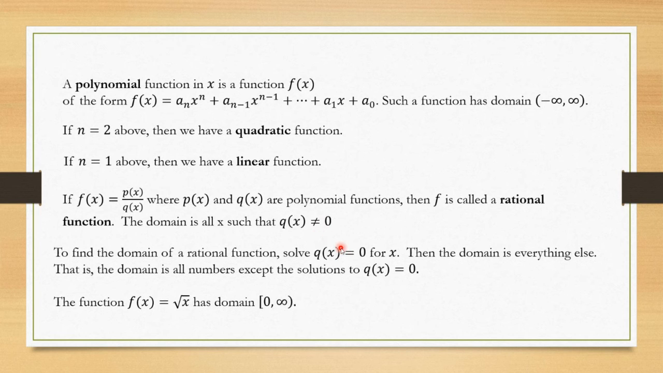To find the domain, what you want to do first is solve this equation when the denominator is 0, and those are the numbers you're going to throw out, so to say. In other words, the domain will be all numbers except the solutions to this equation. And solving this equation can be tricky. If you have a polynomial of degree 2, you can use what we have seen already: the quadratic formula, or factoring. If it's higher than degree 2, it can get really tricky sometimes.